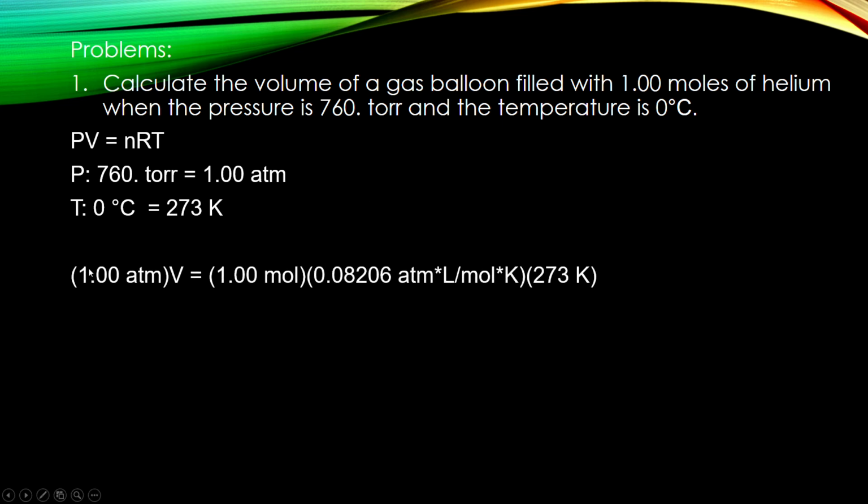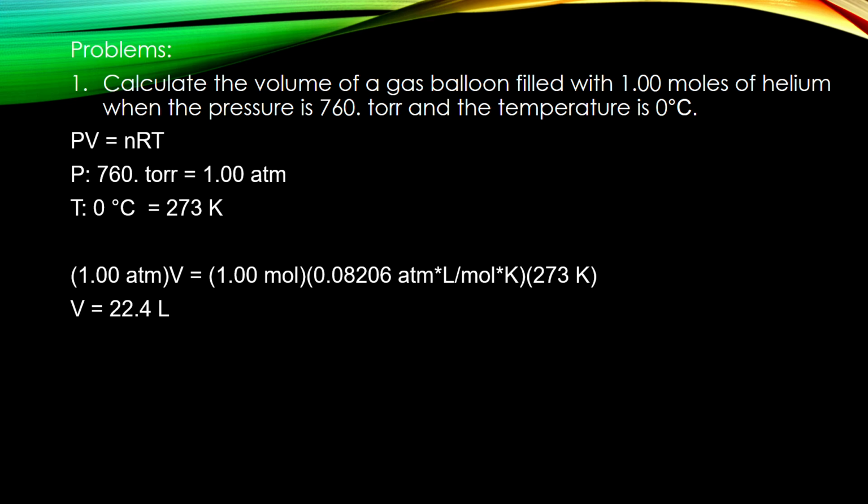So I have 1 atmosphere. V is what I'm solving for, because it says calculate the volume. I have 1 mole, that's from the problem. I choose this R because it's in atmospheres, which is what I changed my pressure to. Now, if I changed it to kilopascals, 101.3, I could use that R instead, and that's fine. I'll still end up at the same place. And then my temperature, 273 K. Once I do this, I come up with 22.4 liters.